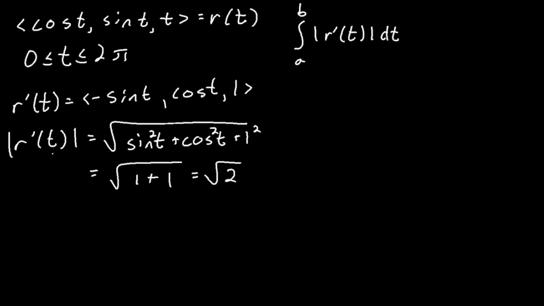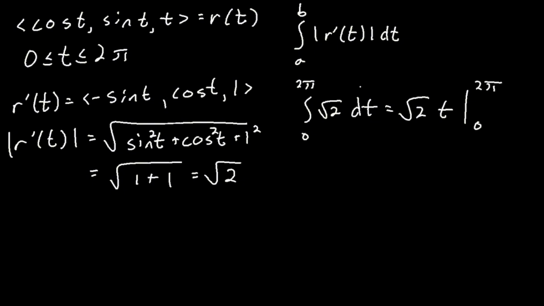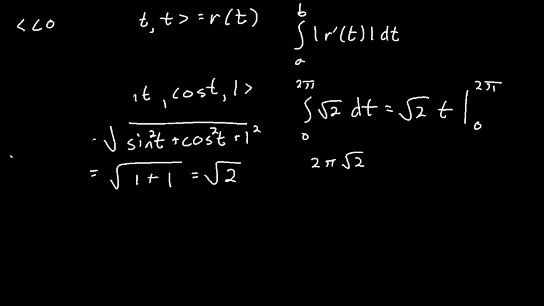Once we get square root of 2, all you have to do is plug in square root of 2 into this integral. Let's set that up here. So the bounds are 0 to 2 pi. So square root of 2 is our magnitude of r prime, and this is with respect to t. So this turns into square root of 2 times t integrated upon the bounds of 2 pi and 0. And if you do that, you get 2 pi square root of 2. That was the answer, by the way, 2 pi square root of 2, if you couldn't get that.